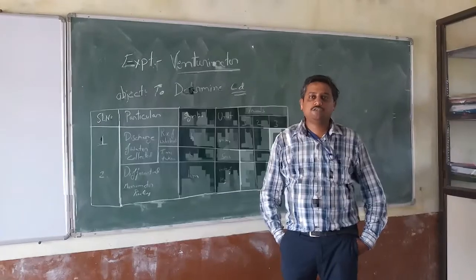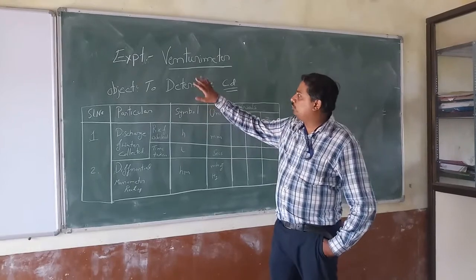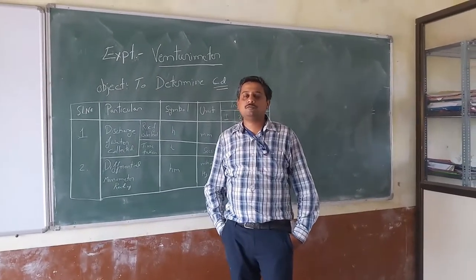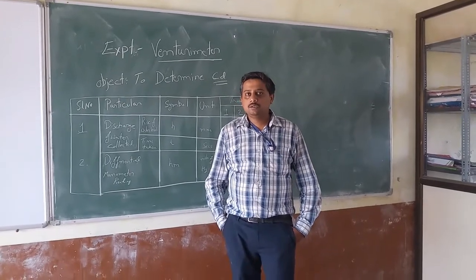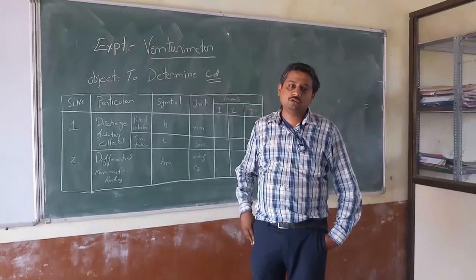Actually from Civil Engineering Department. Today we are going to see regarding the venturimeter experiment. This experiment is a part of the fluid mechanics lab for first semester civil engineering students. The objective of this experiment is to determine the CD. CD is nothing but the coefficient of discharge.